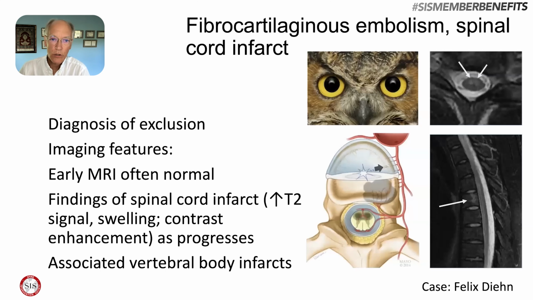And this is probably due to a fibrocartilaginous embolism, where there's an embolism of fibrocartilaginous disc material into a radiculomedullary artery, which subsequently goes to the ventral aspect of the cord, to the anterior spinal artery distribution, not to the dorsal aspect of the cord, the dorsal columns, and also may involve the blood supply of the vertebral body. Hence, we may see involvement predominantly of the ventral cord as well as a vertebral body infarct.